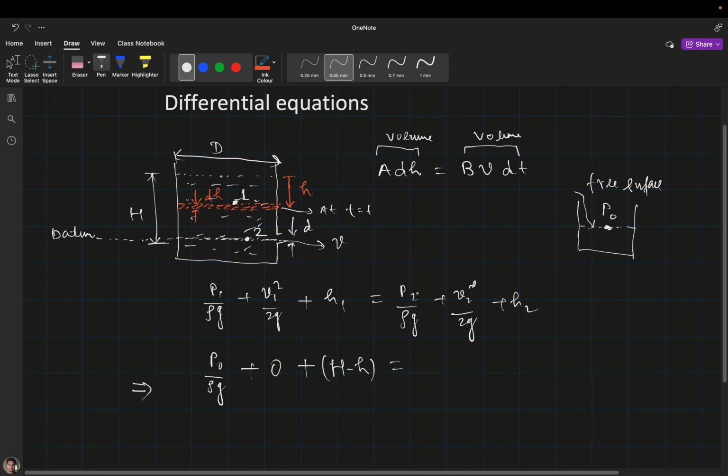Now again, can someone tell me what will be the pressure at point 2? Can you tell me what will be the pressure at point 2? Rho g capital H.